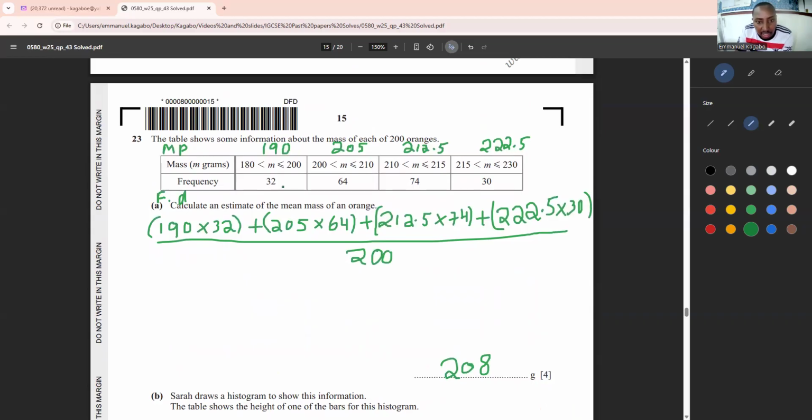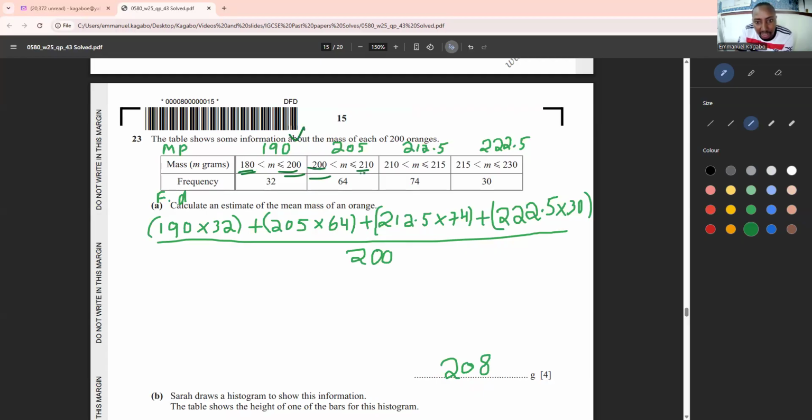Now, this is the frequency table given of grouped data. Then the first part, they said calculate estimate mean. So if you are calculating estimate mean, you always need midpoint. Midpoint means you get this plus this divided by 2. So when you get 180 plus 200 divided by 2, you're going to get that.